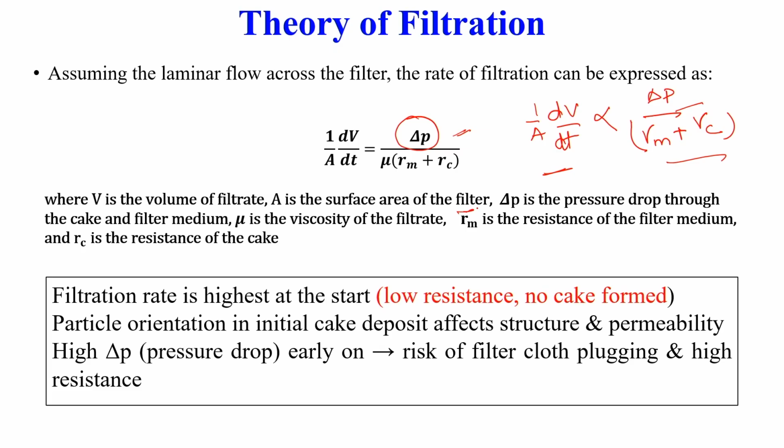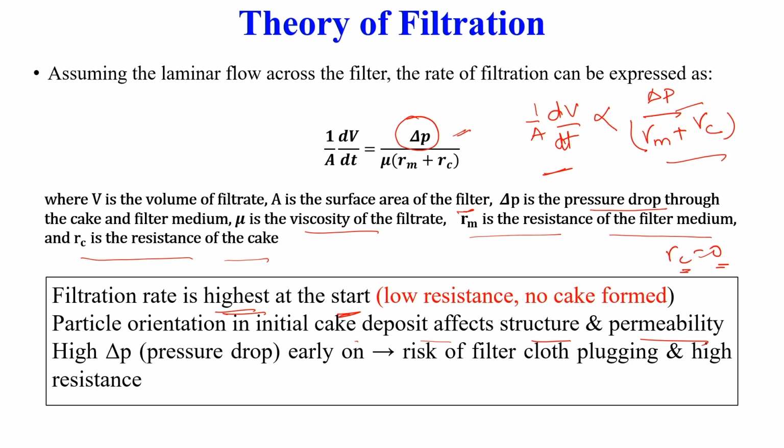A is the surface area of the filter, delta P is the pressure drop, mu is the viscosity of the filtrate, Rm is the resistance of the filter medium, and Rc is the resistance of the cake. So, when you are starting the filtration, Rc is 0. So, the filtration rate is highest at the start because Rc is 0, and slowly this filtration rate declines due to formation of cake. Then particle orientation in the initial cake deposit affects the structure and permeability.